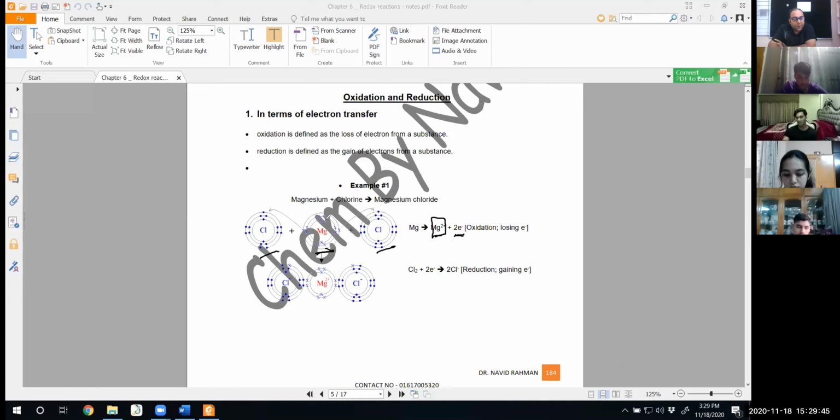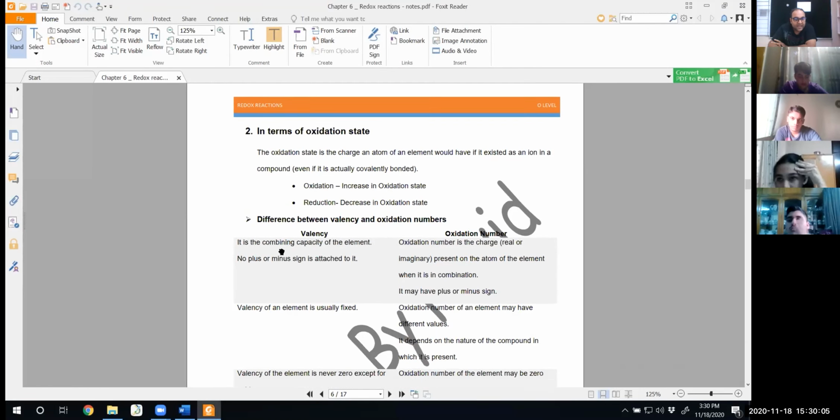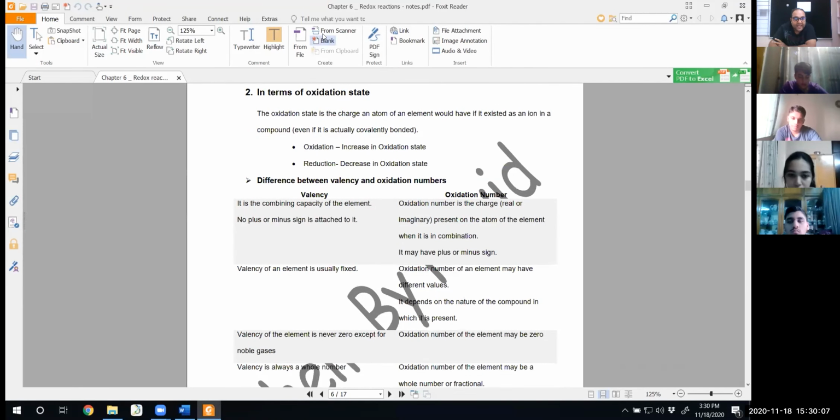So here magnesium, since it's losing electrons, is undergoing oxidation. Chlorine, on the other hand, since it's gaining electrons, is undergoing reduction. So this is in terms of oxidation and reduction. Now, for AS, this is the most important: oxidation state.